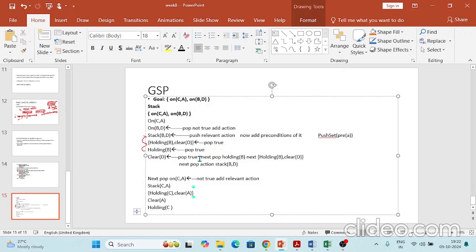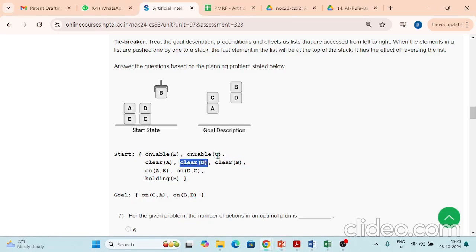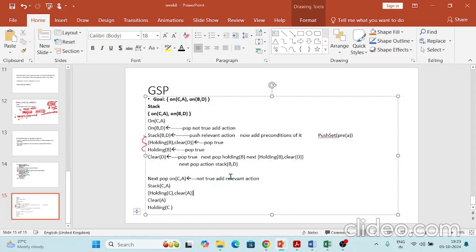Don't do anything. Next, what we're having, holding B. Next pop holding B. Whether holding B is there or not, holding B is also there in the start state. These two are true. Next, jointly pop this holding B and clear D. Both are true. So after deleting these three, next what we are having, stack BD.